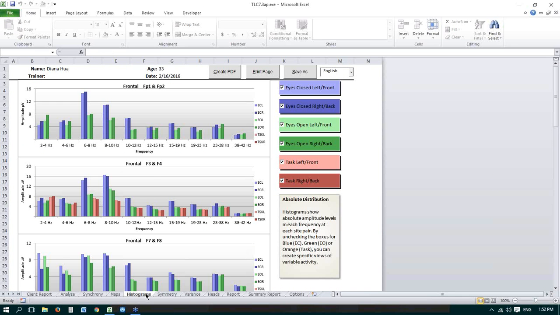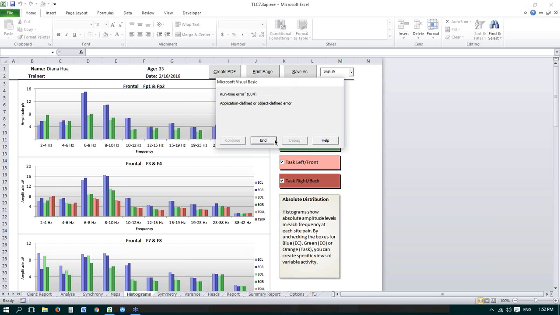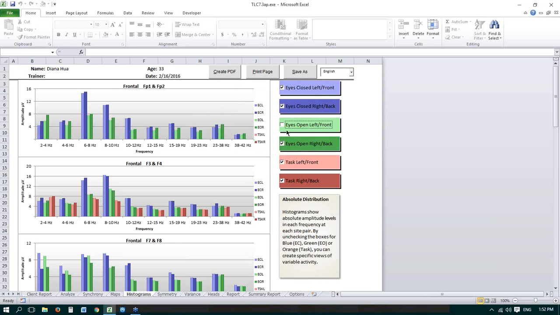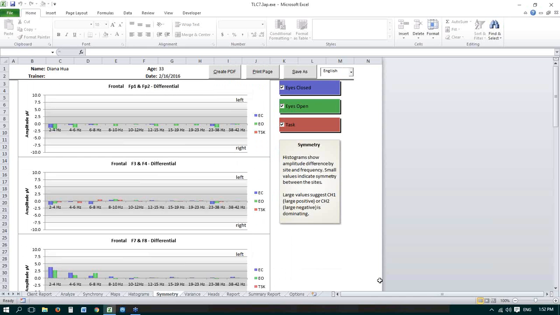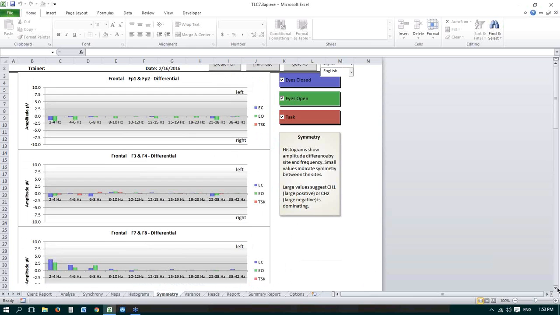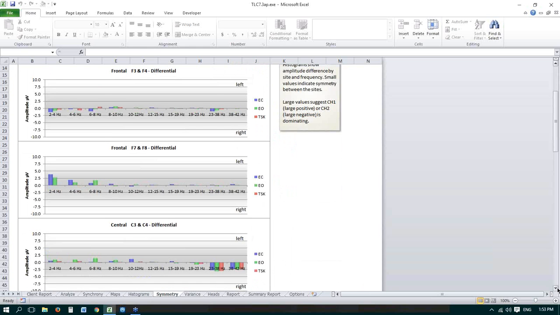You get the same information in histograms. You can look at the histograms of the brain. You could say, I just want to look at eyes closed. Okay, not going to help. I can turn off the various different eyes open or task and just see eyes closed or just see eyes open. There's a page for symmetry that allows us to see if there are areas of asymmetry.